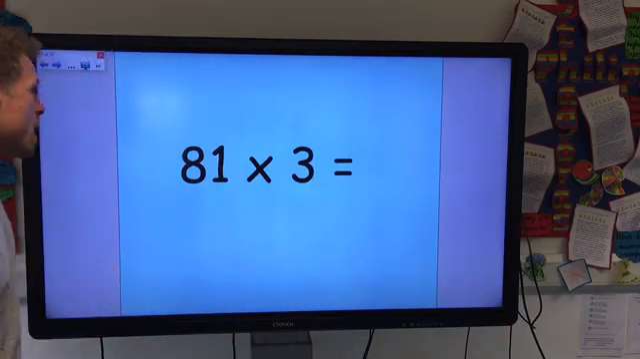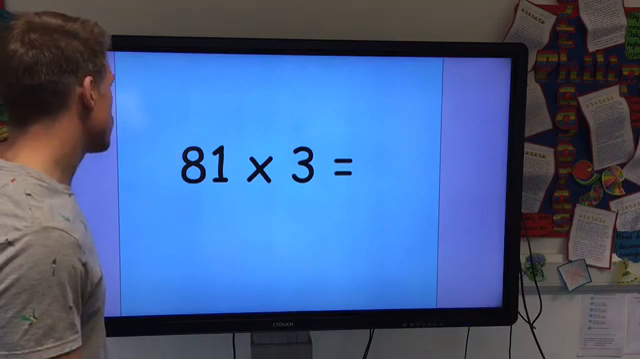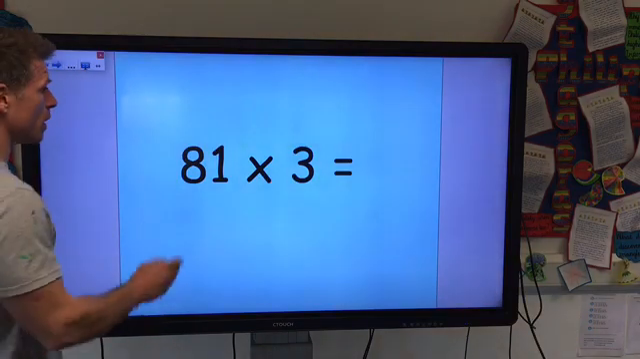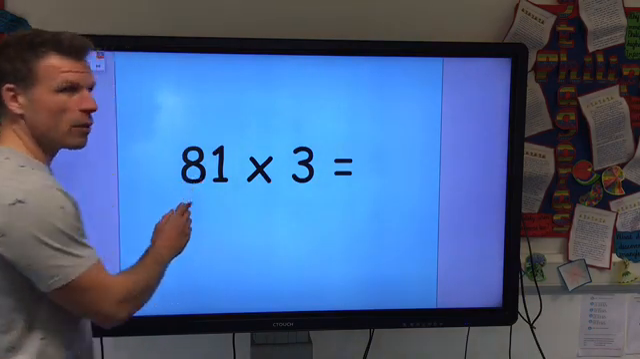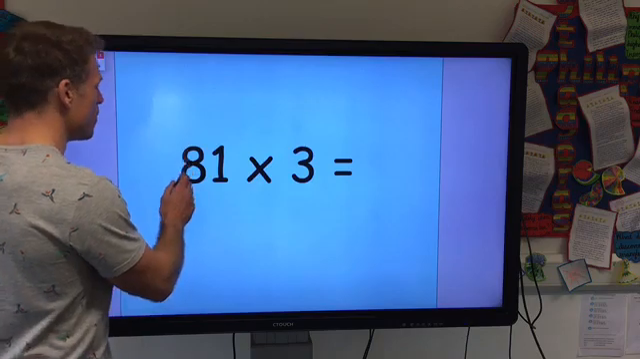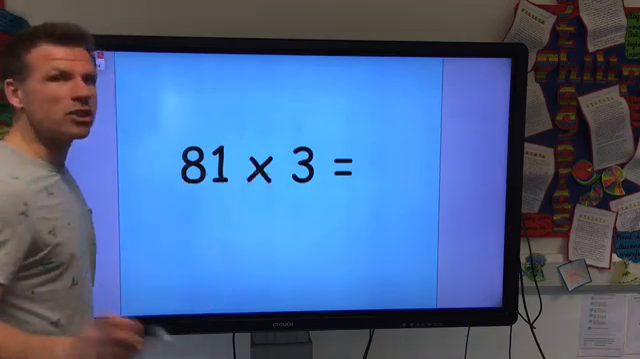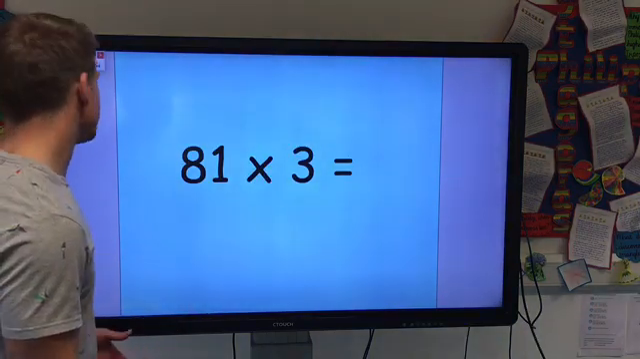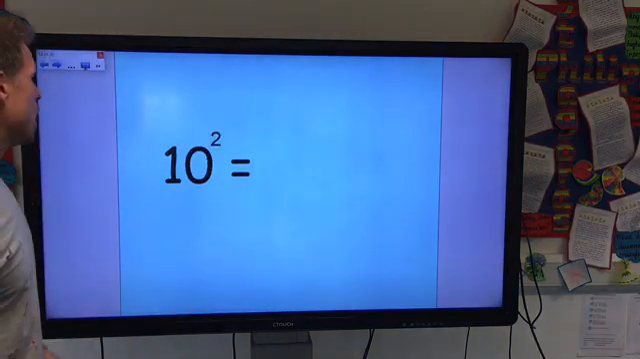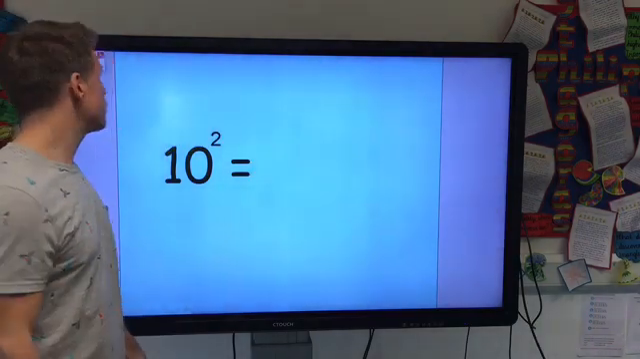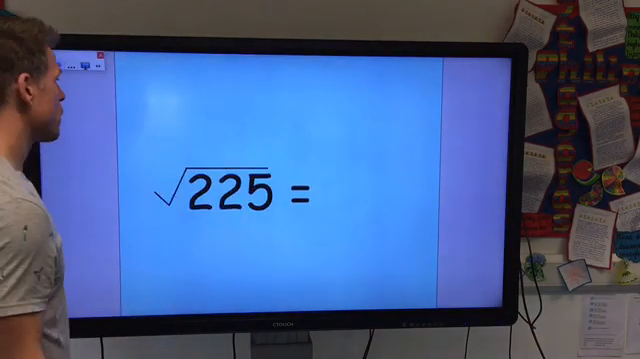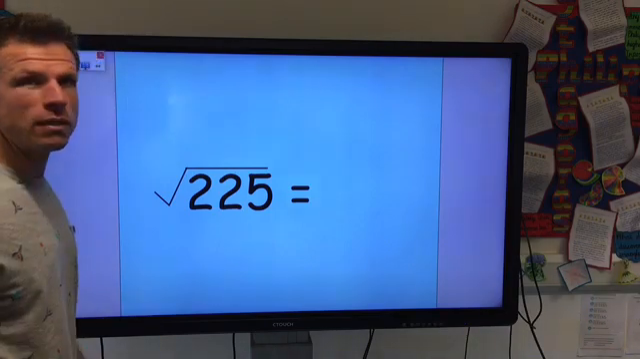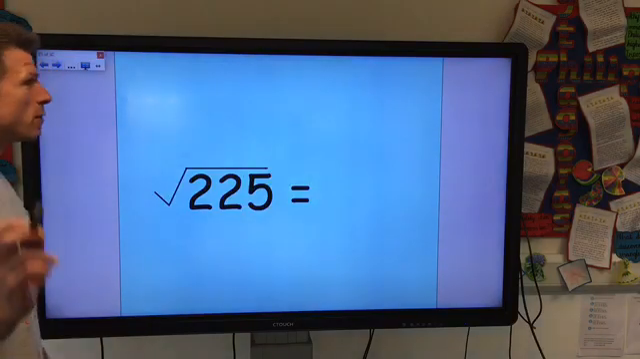81 times 3 is 243. I calculated that by partitioning them again, and going 80 times 3, which is 240, 1 times 3, which is 3, adding them both together. 10 squared is 100. The square root of 225 is 20. No, it's not. It's 15.